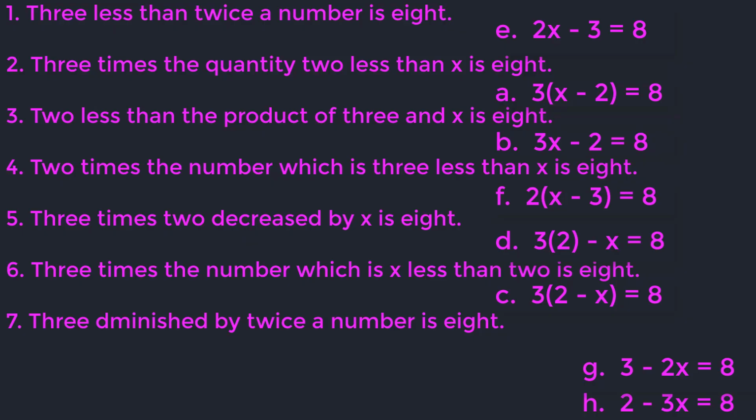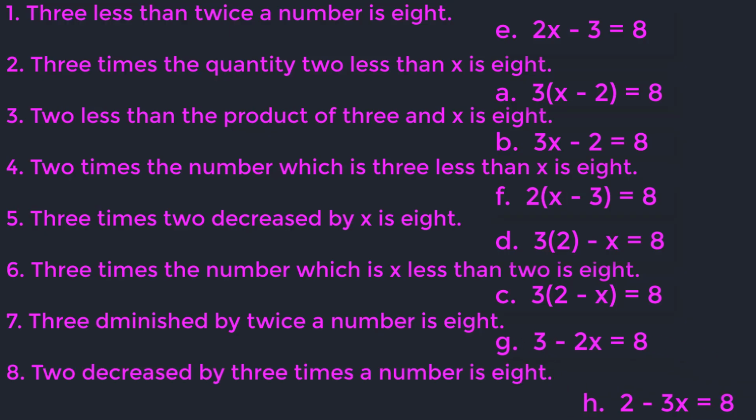3 diminished by twice a number is 8. 3 minus 2x equals 8. That's G. 2 decreased by 3 times a number is 8. And this one can be translated directly. 2 minus 3x equals 8. H is my only answer.